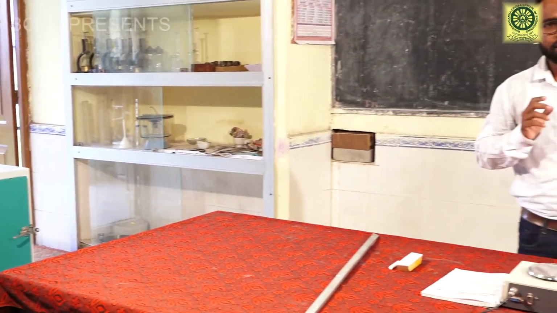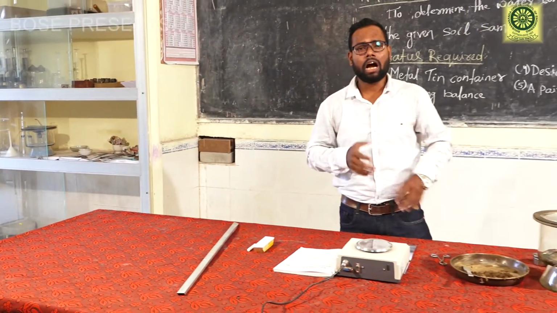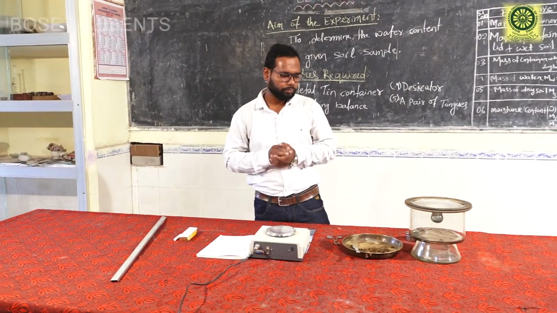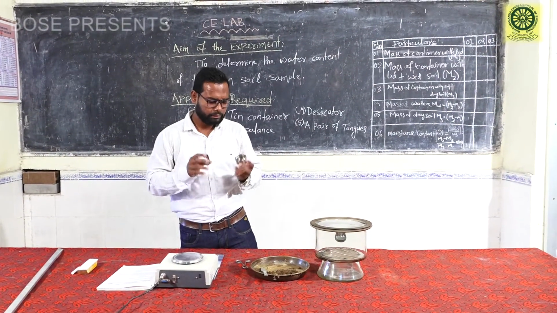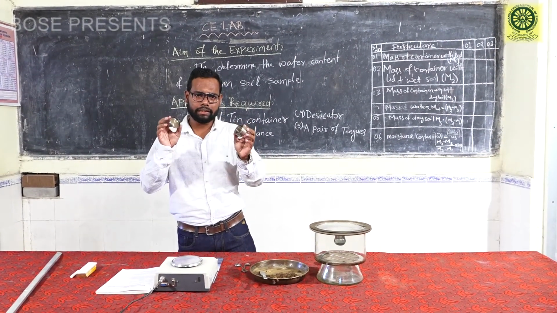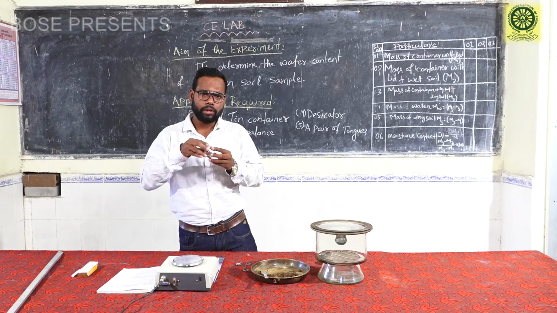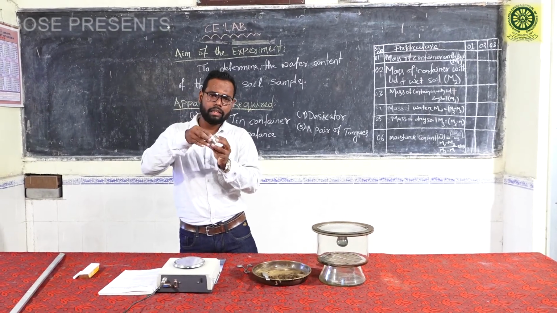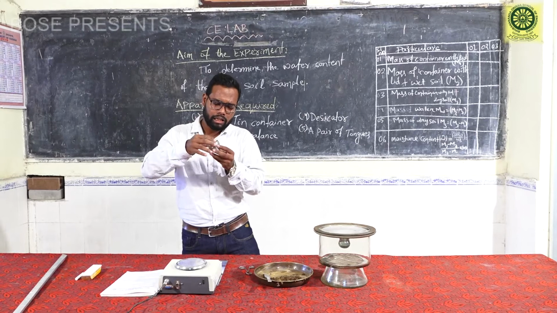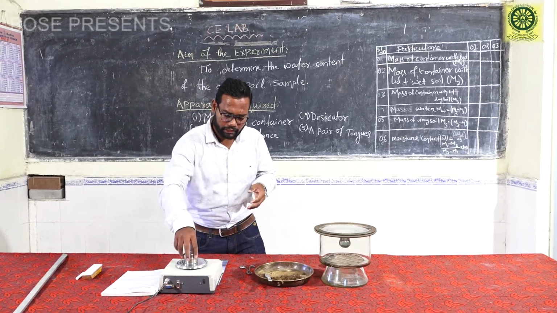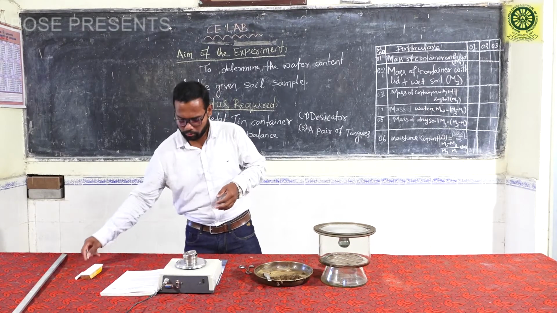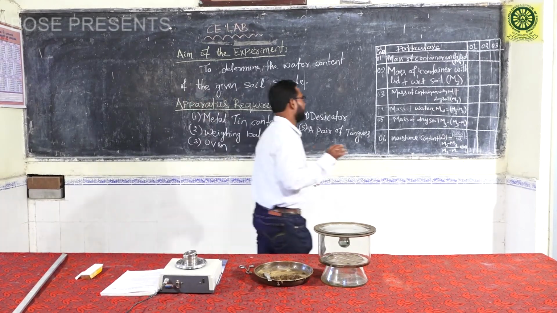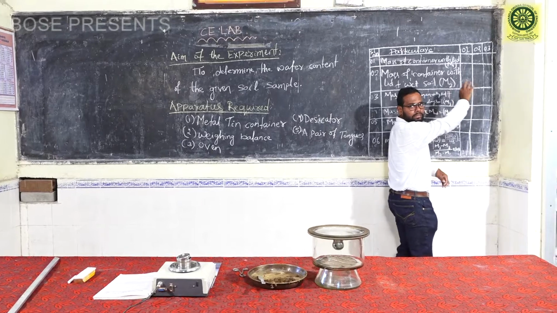Now come to the procedure, how we conduct this experiment. So in this experiment, first, this is a tin container. First we need to weigh it with its lid, and the weight comes out to be 28.665 gram, and we will write it here.